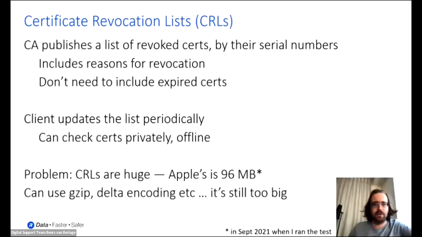An alternative approach that's much older and solves some of these problems is certificate revocation lists. Conceptually, the CA just publishes a list of the certs that they've revoked. They don't need to include the expired ones, and the client keeps this list up to date. Then when they get a cert, they can check offline and privately whether that cert was revoked as of the last time they updated the list.